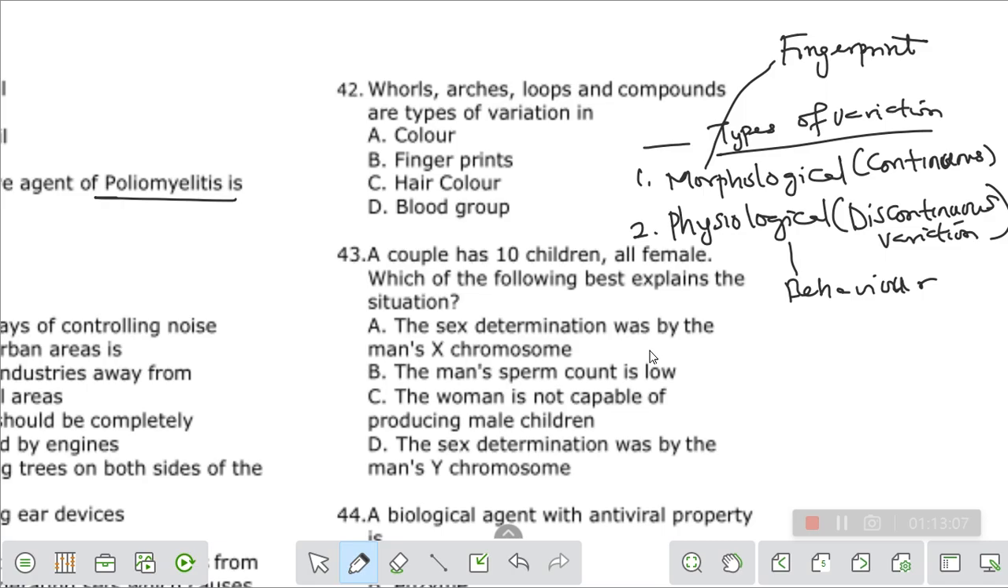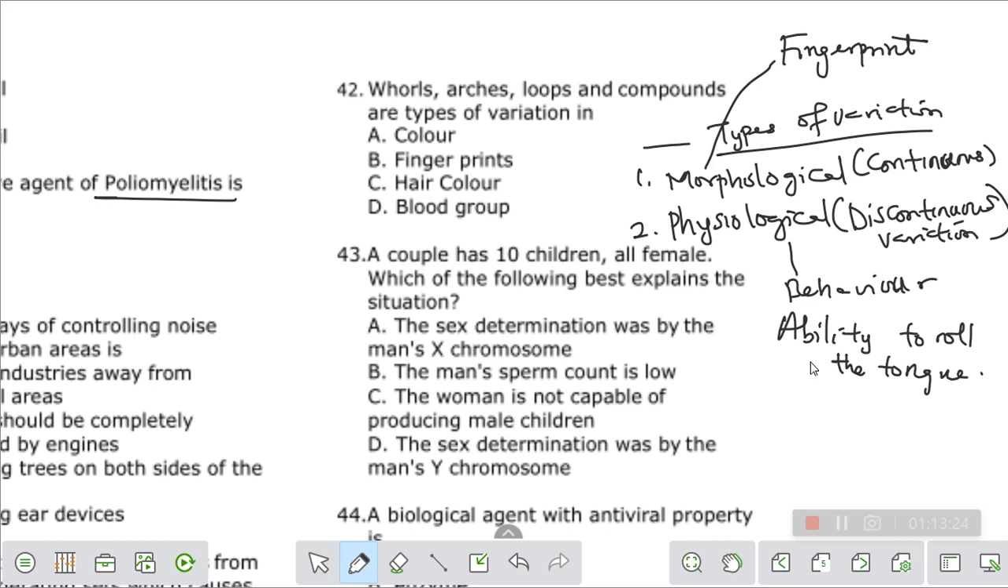What do we call it? Phenylthiocarbamide, which is called PTC. They normally ask you about it. Some people have the ability to taste this chemical in its dilute form, in which it is bitter, while to others it may be tasteless. Another one is differences in blood group.